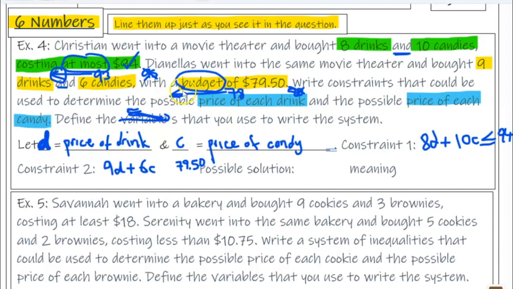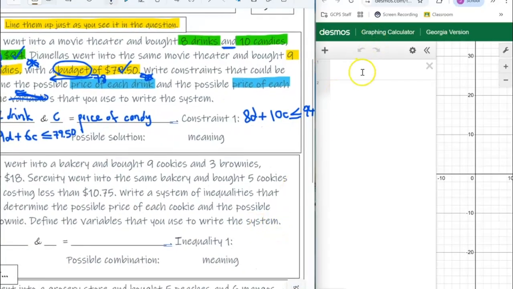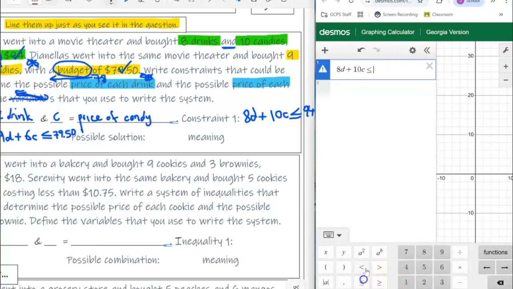You can look at this arrow right here. Do I include this $79.50? So I have a budget of $79.50. Do I include it? Yes, because as long as that's what I'm spending, I have it. So this is also going to be less than or equal to. Pause the video and go ahead and write your second constraint. Type them into Desmos just like you see them. So I'm going to type in 8D plus 10C is less than or equal to $94.